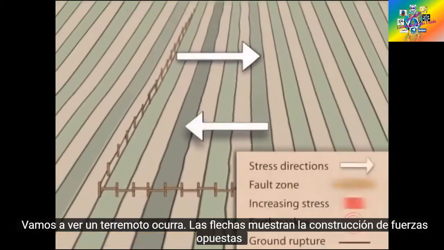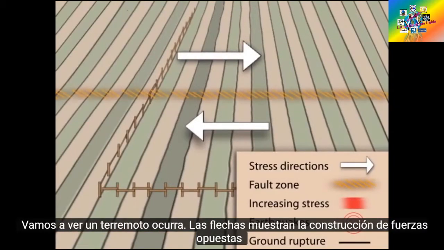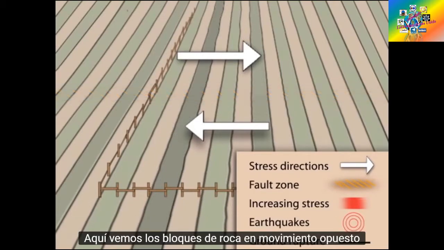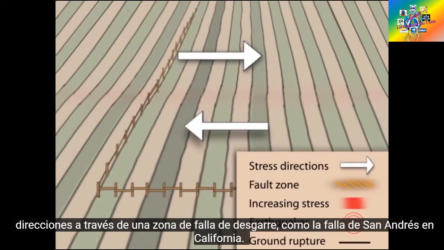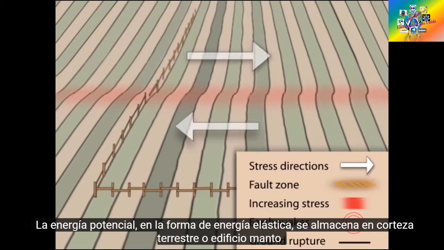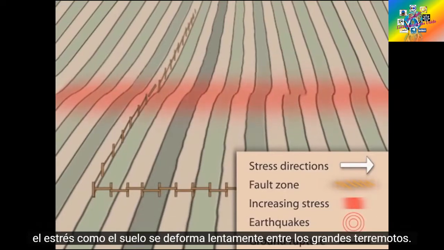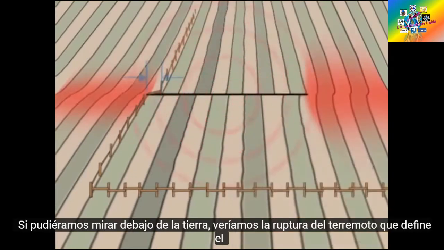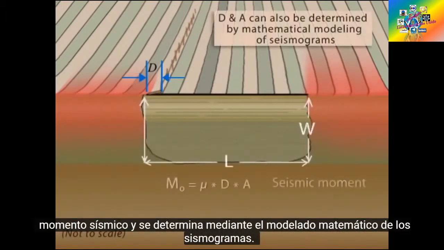Let's watch an earthquake happen. The arrows show forces building on opposing sides of a fault. Growing stress that will be relieved in the earthquake will be shown in red. Here we see blocks of rock move in opposite directions along a strike-slip fault zone, such as the San Andreas Fault in California. Potential energy, in the form of elastic energy, is stored in Earth's crust or mantle, building stress as the ground slowly deforms between large earthquakes. Take a look below the ground at the earthquake rupture that defines the seismic moment.